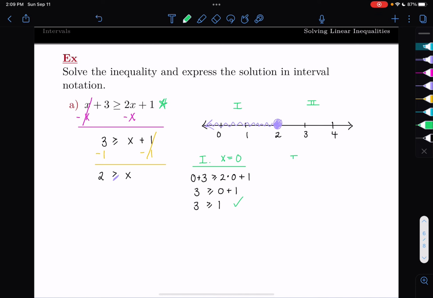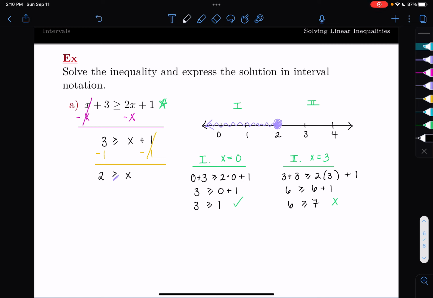And then if we pick something from interval 2, we can see this one doesn't work. So a number that falls in here is positive 3. So plugging that in would give us 3 plus 3 is greater than or equal to 2 times 3 plus 1. So that gives us 6 on the left-hand side. 2 times 3 is also 6 plus 1. We end up with 6 is greater than or equal to 7. So this interval does not work. So only that first interval should be shaded.